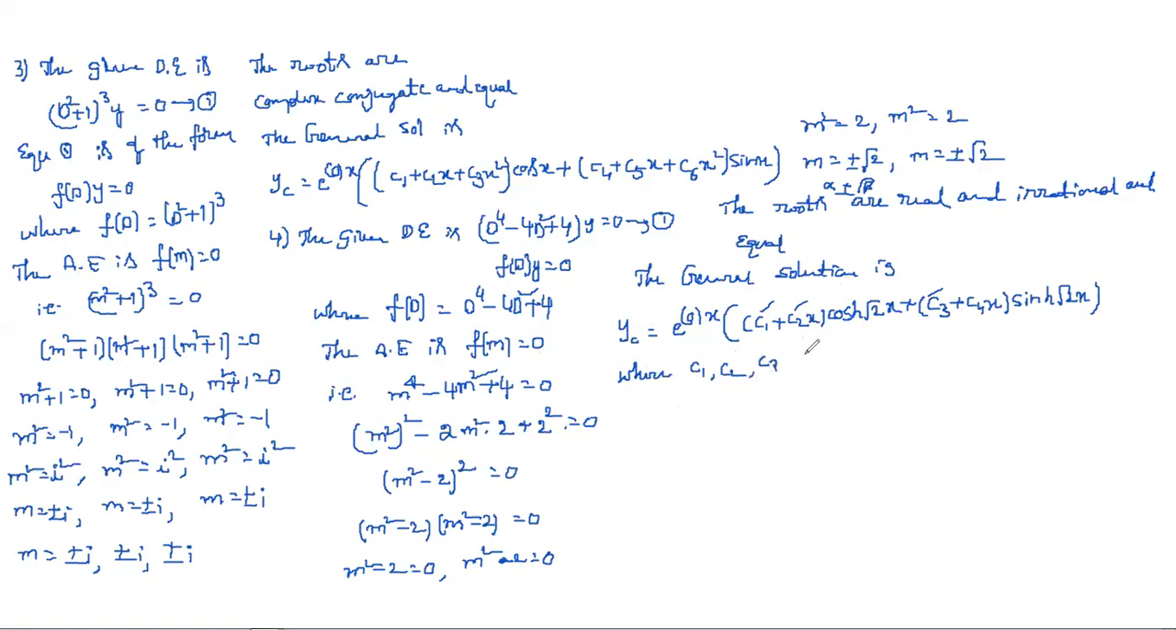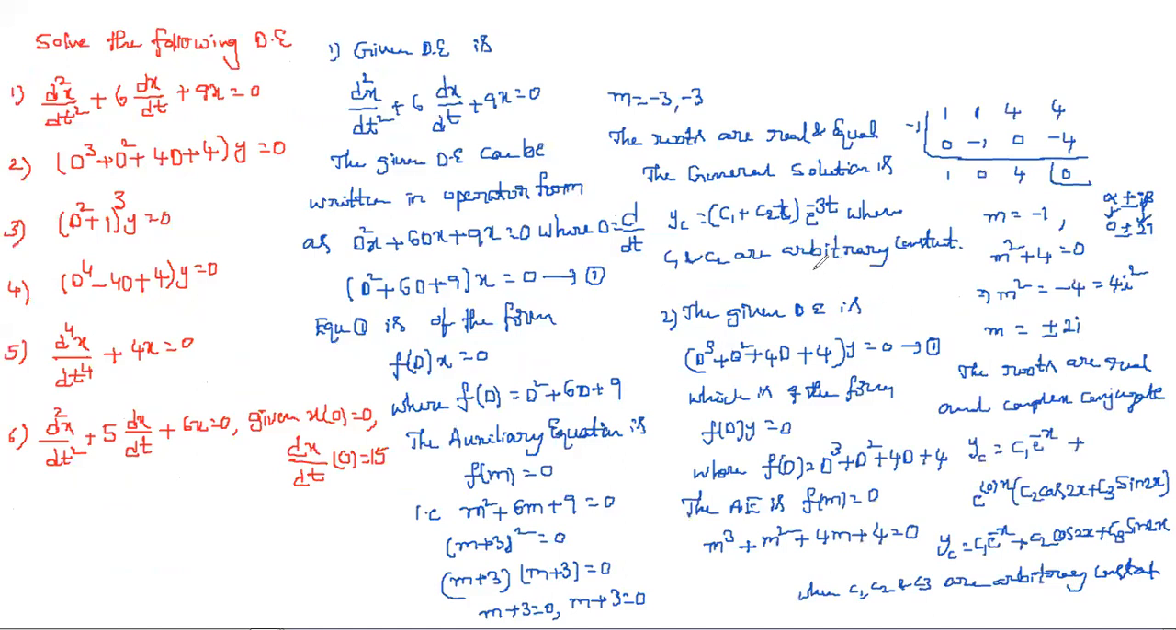C1, C2, C3, and C4 are arbitrary constants. Okay, so this is the way you need to find it. So simple. If they give the operator form, you need to take that operator form, next write the auxiliary equation, and find the roots. So if you have any doubts, you can ask. Because at the end of this unit, you need to apply this for every problem. This is the first step.